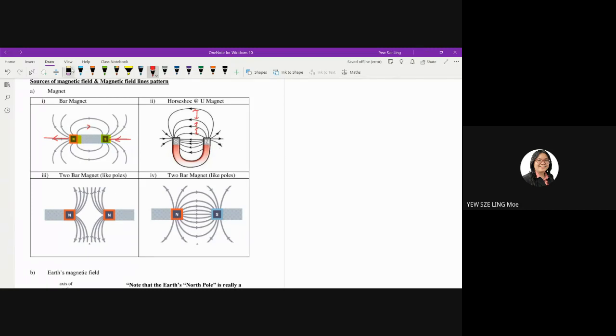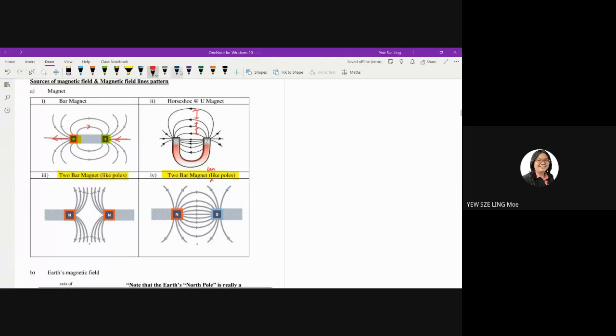The ones that I want you to take notes on are the diagrams right here: two magnetic bars with like poles and two magnetic bars with unlike poles. There's a typing error here: like poles and unlike poles. Like poles are very simple. You look at the pole. If you have north poles, then all lines are leaving.